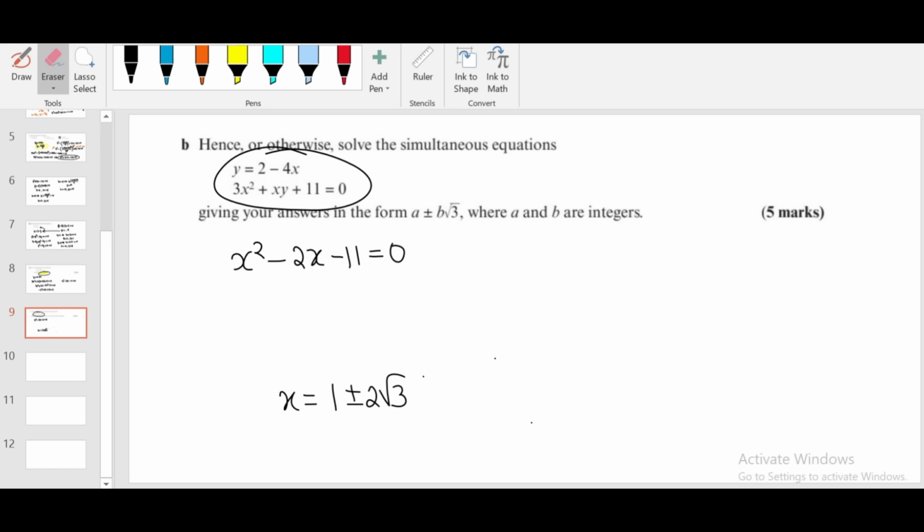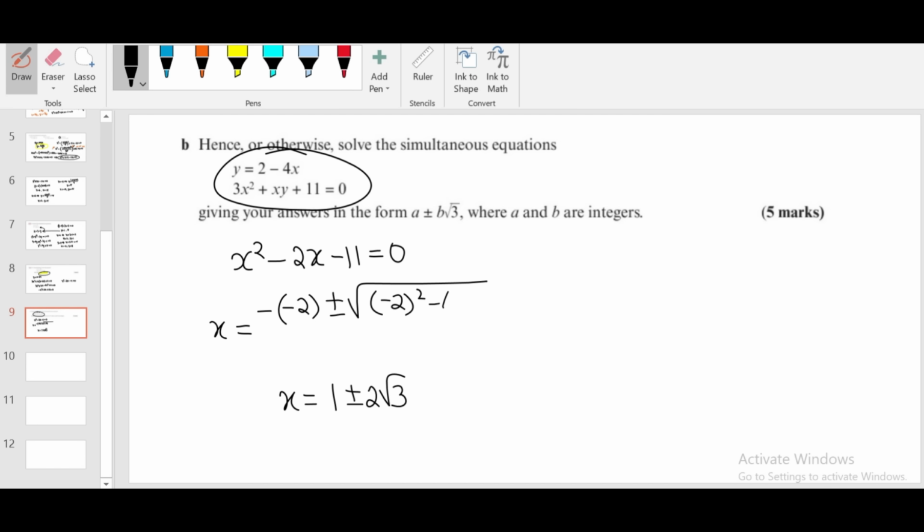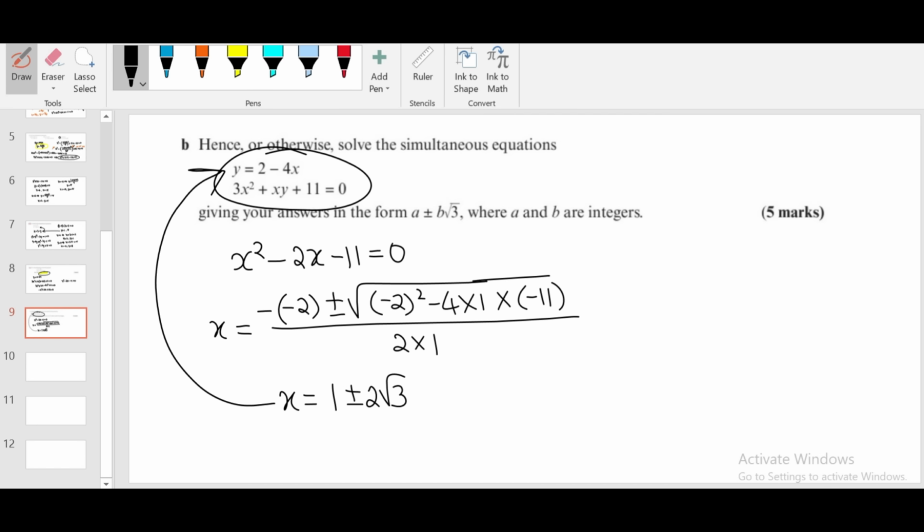You cannot use the factorization method here because it's in the third form. So use the quadratic formula. Minus b plus or minus square root of b square minus 4ac. A is the coefficient of x square, c is the constant, divided by 2a, and then write the solution. Now you need to sub in this into the first equation to find the values of y.